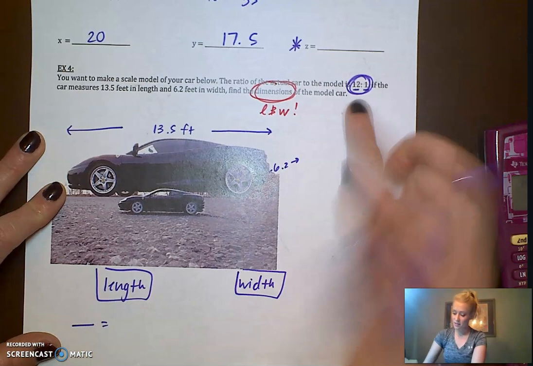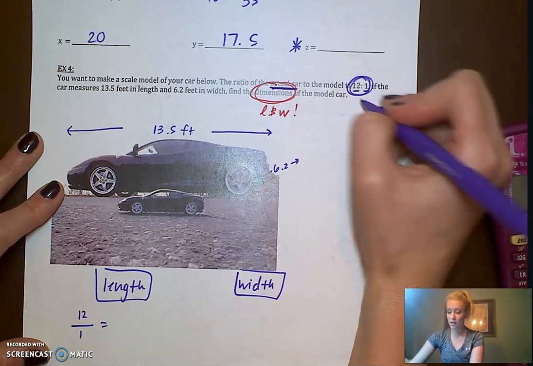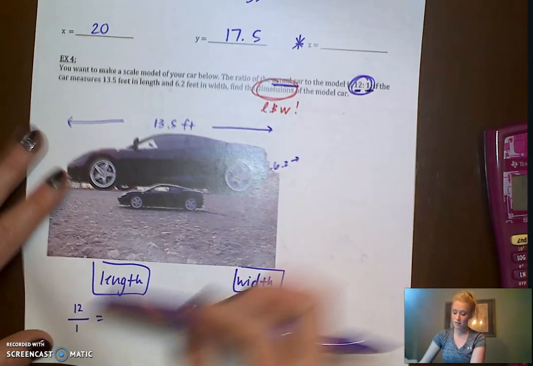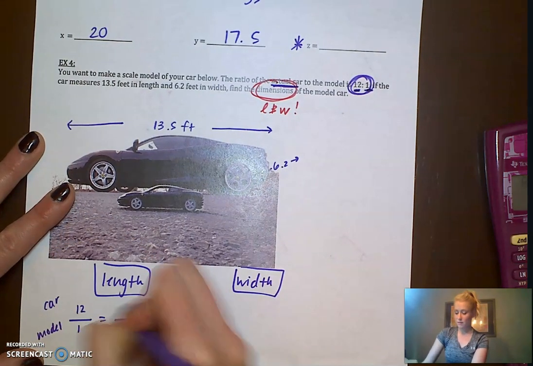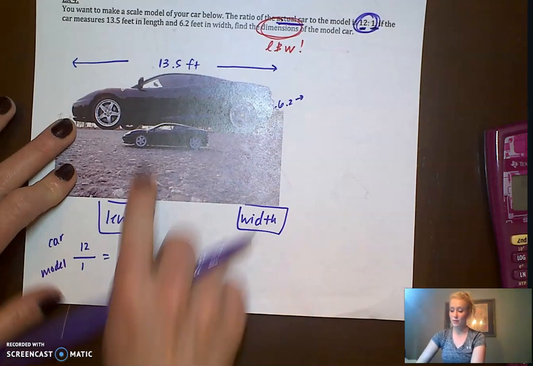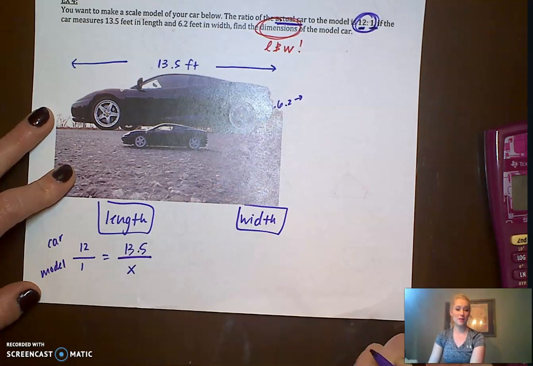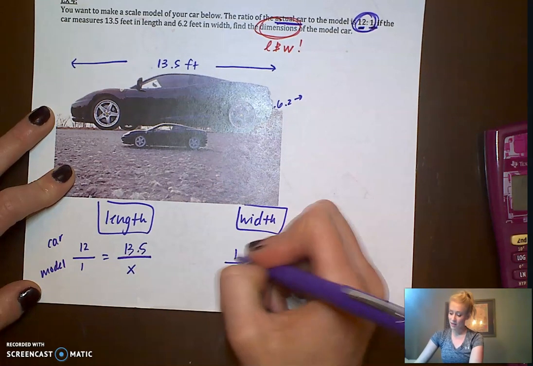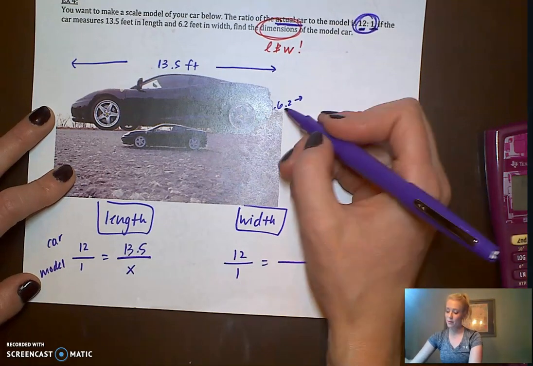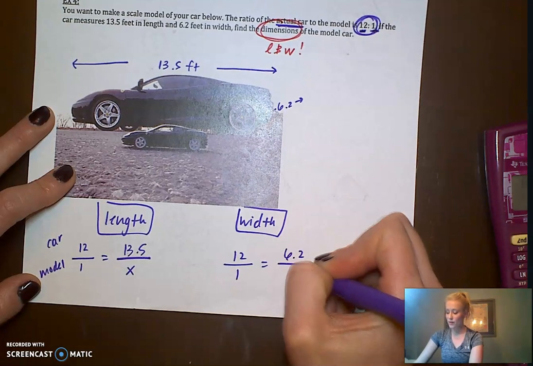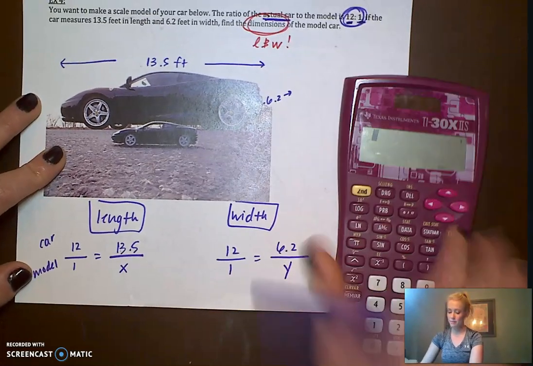Okay, so I'm going to take the scale 12 to 1. They mentioned the actual car first, so the 12 is the actual car. The 1 is the model. So car, model, be consistent. Compare that to what you actually know about the length. You know the car, so put that on top, is 13.5 feet. I do not know the length of the model. Same thing over here. It's 12 to 1 for the width. All the dimensions are 12 to 1. I know the width of the car is 6.2. I don't know, we'll call it y, the width of the model. So I'd put that y on bottom.